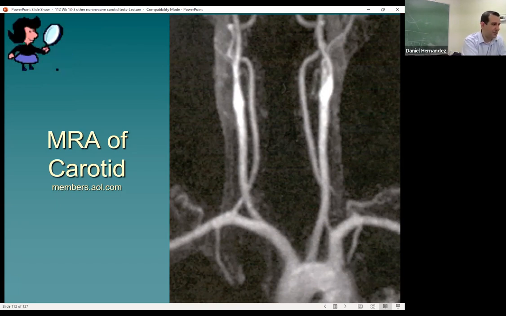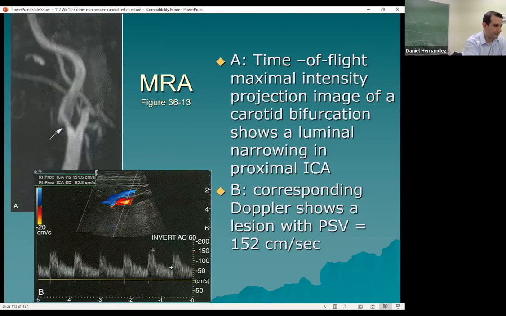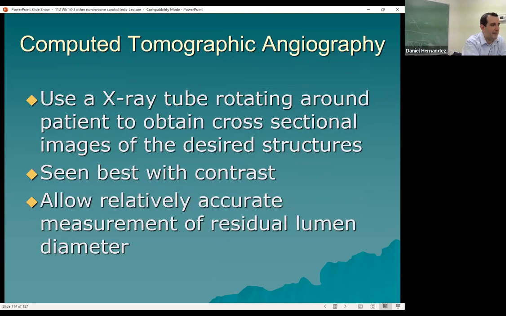Utilize ultrasound. So this was showing just a narrowing on this time of flight maximum intensity projection of the carotid bulb. It showed luminal narrowing in the proximal ICA. And then with Doppler, we got a peak systolic velocity of 152, so that equals a 50 to 69% stenosis. So we confirmed what they saw in MRA.